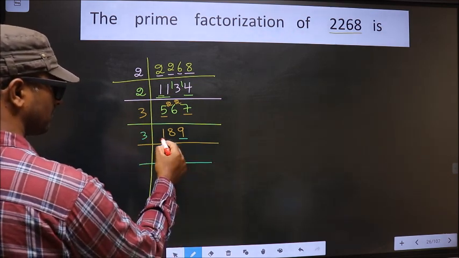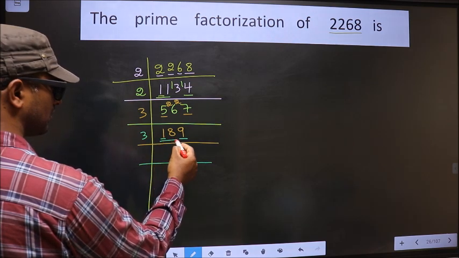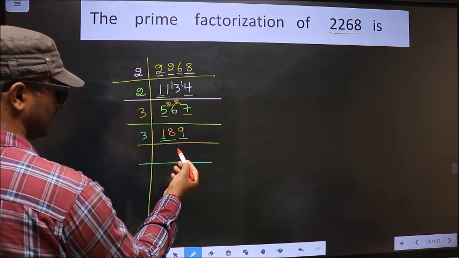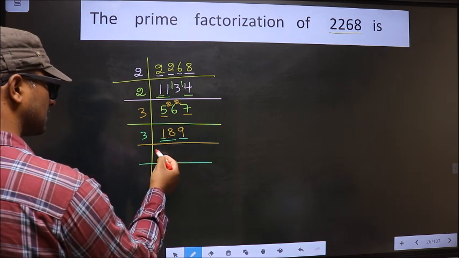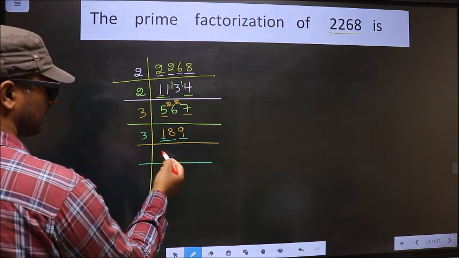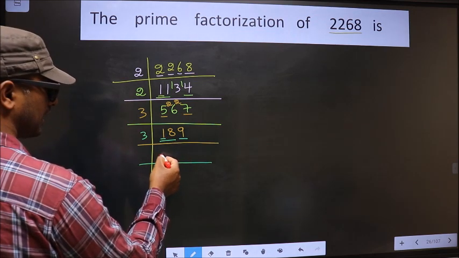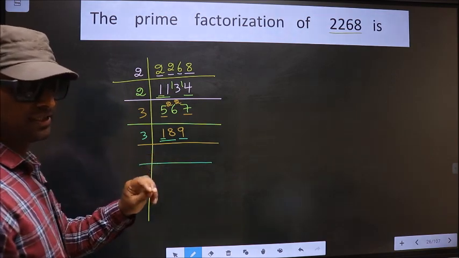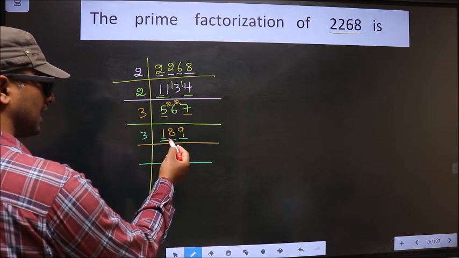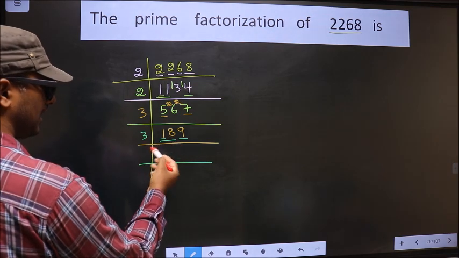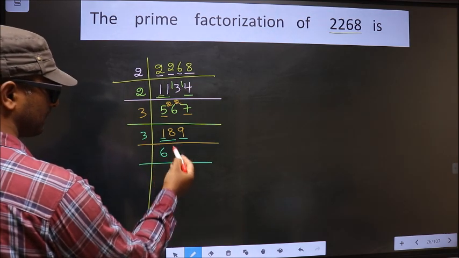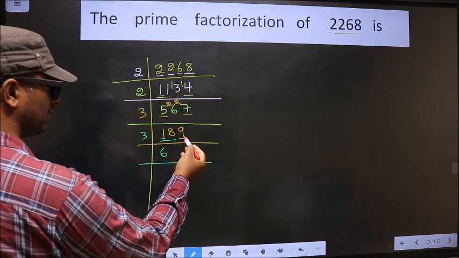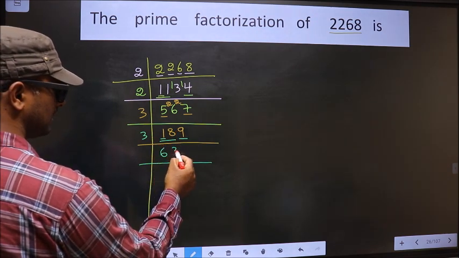The first number is 1, 1 smaller than 3, so we should take 2 numbers, that is 18. Whenever we take 2 numbers, 0 is must. But whether I put 0 at the start or not, it doesn't make any difference. So I am not writing 0 here. Here we have 18. When do we get 18 in 3 table? 3, 6, 18. The other number 9. When do we get 9 in 3 table? 3, 3 is 9.